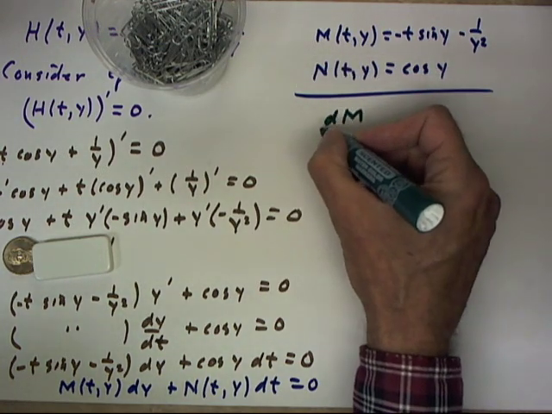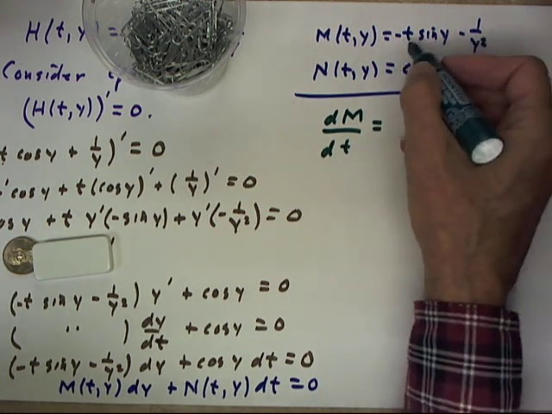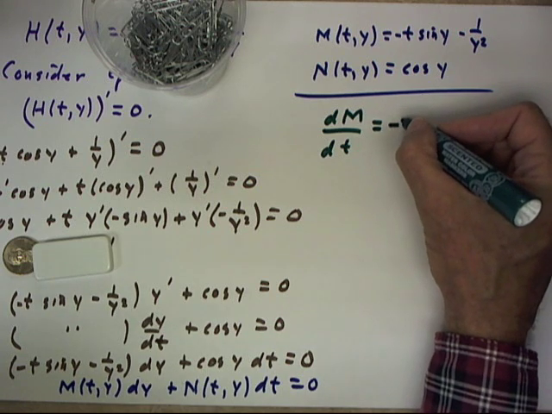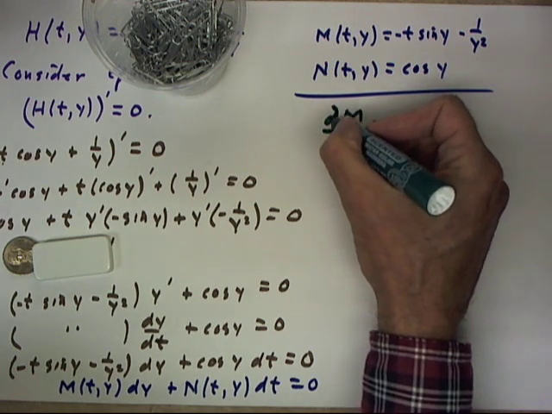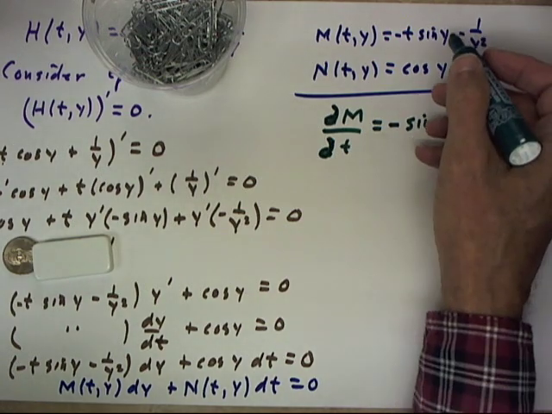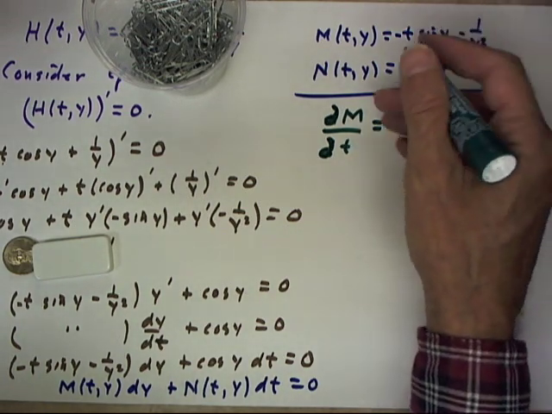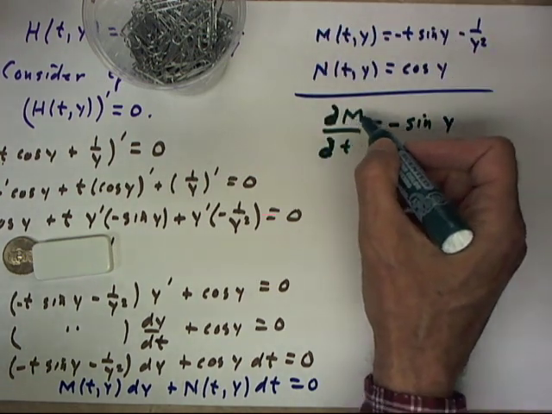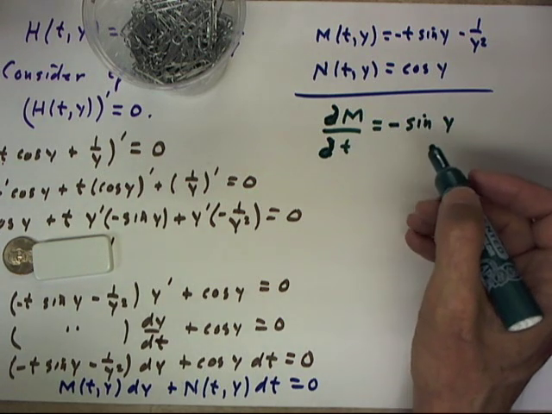Okay, M of t,y has a derivative with respect to t, which is equal to what? Well, derivative of this with respect to t is negative sine y. Now, actually, I should write this as a partial derivative with respect to t. I'm a little careless with that. So, treating y as a constant. Now, y is implicitly a function of t. We're not going to worry about that right now. If we treat y as a constant, this derivative is equal to negative sine y.